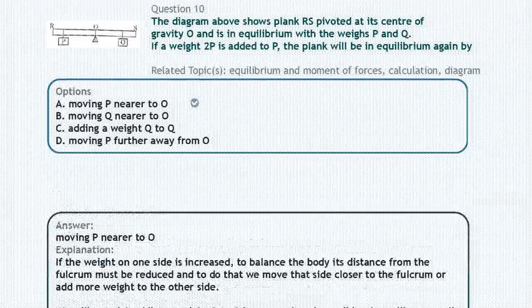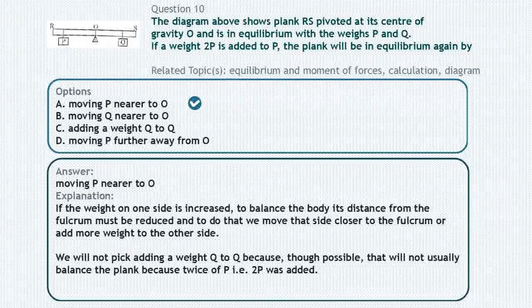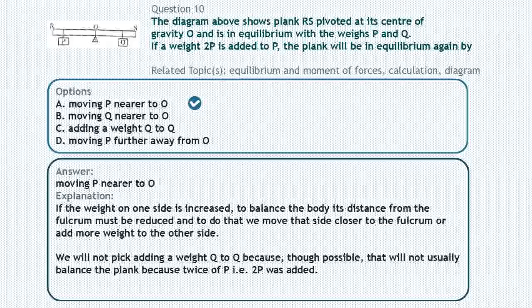What do we do to keep it balanced? We are going to move this P nearer to O. Now why are we doing that? It is because of what we call moment of force. For this thing to be balanced, the clockwise moment must counterbalance the anti-clockwise moment.